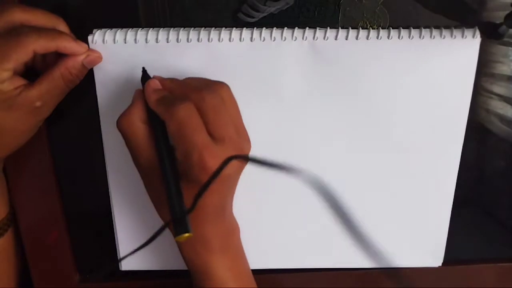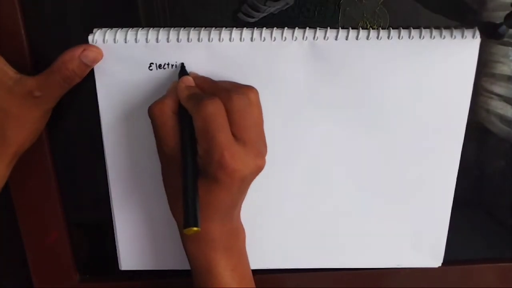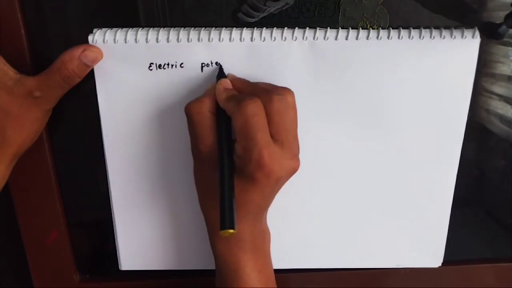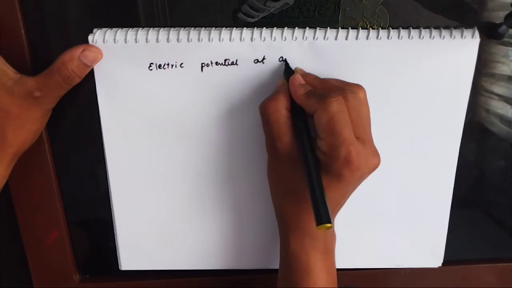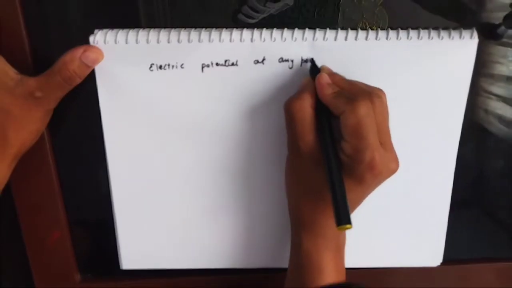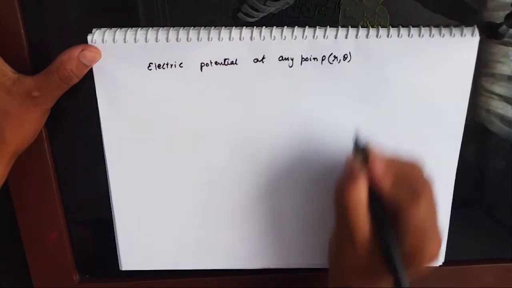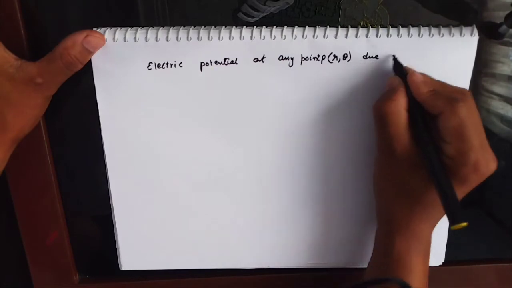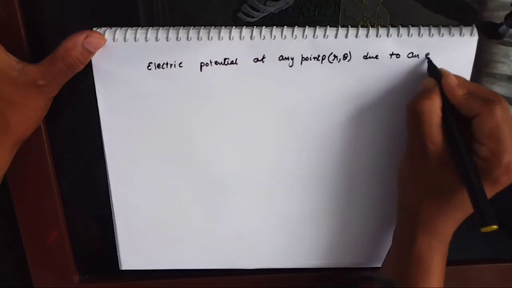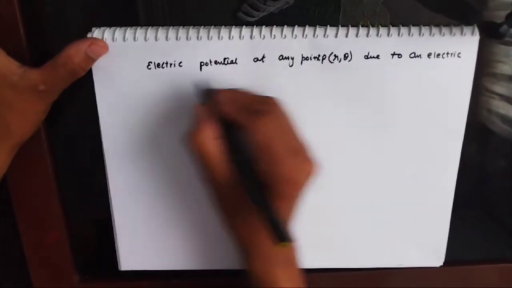So now, we will find the expression of electric potential at any point P, given by R and theta, due to an electric dipole.